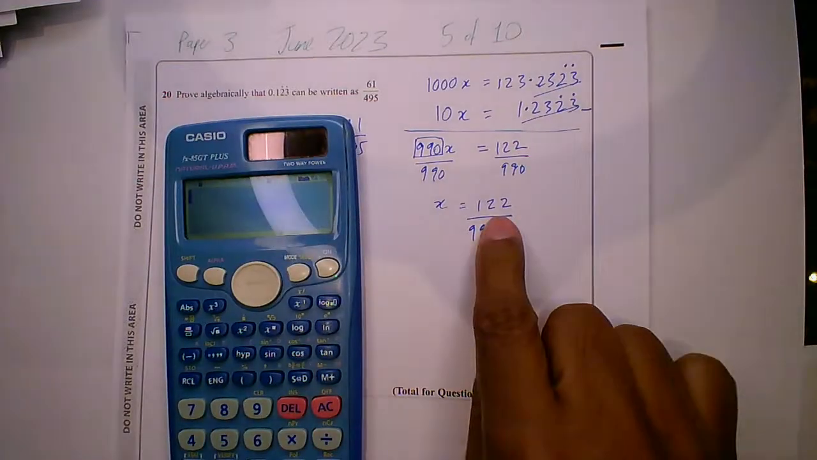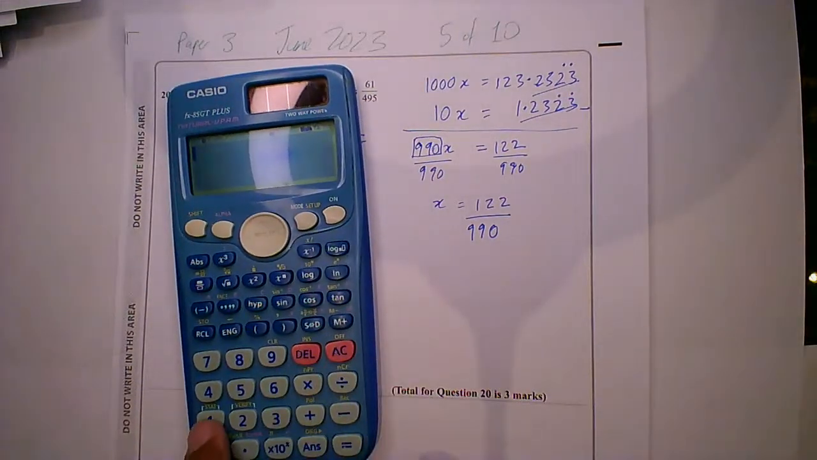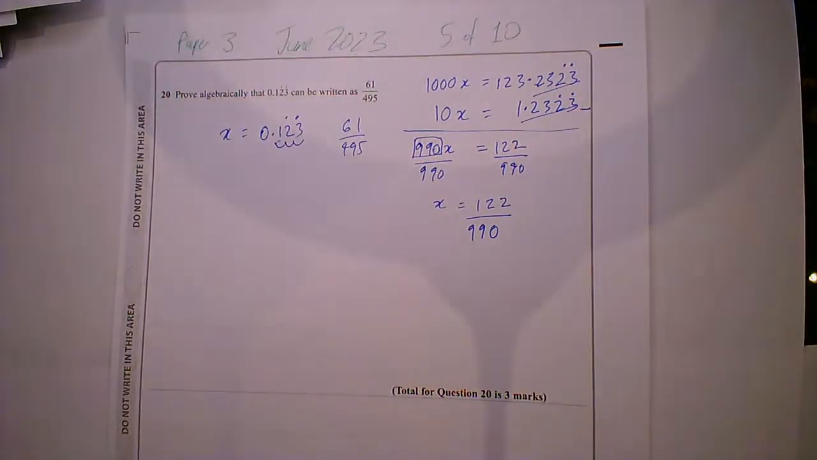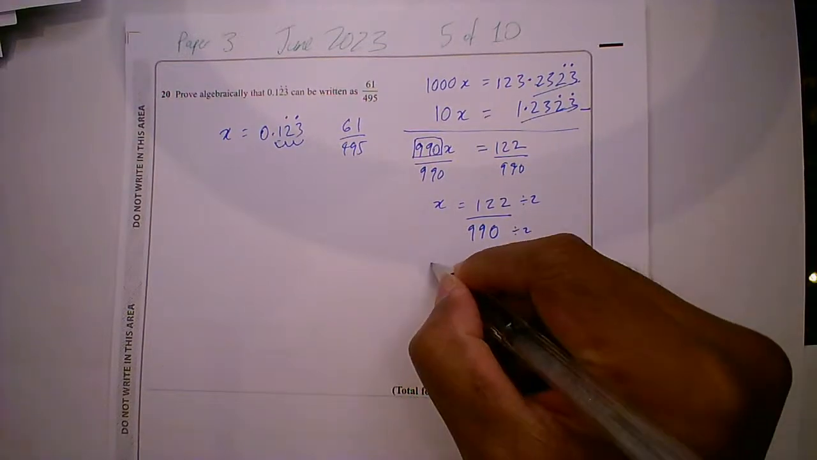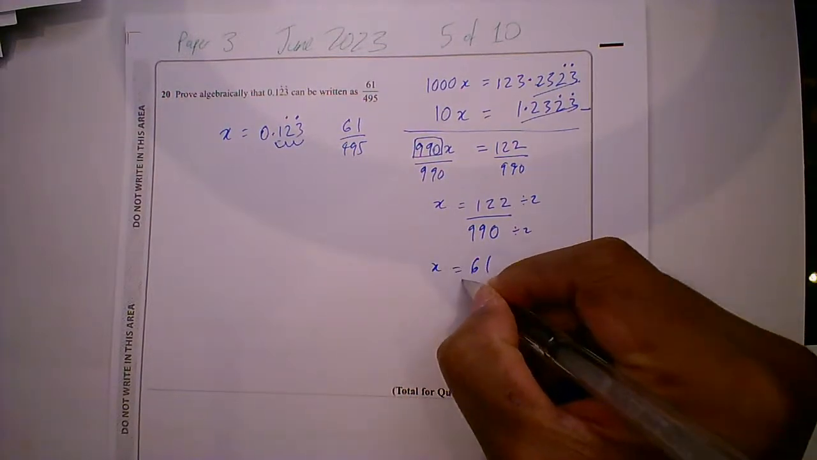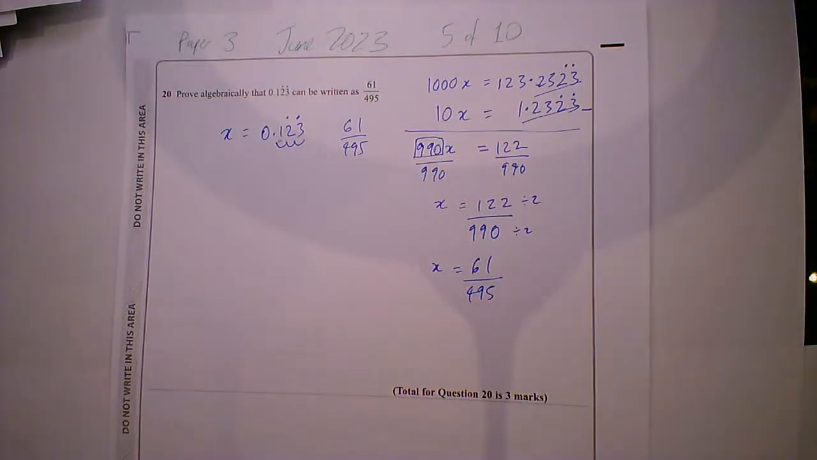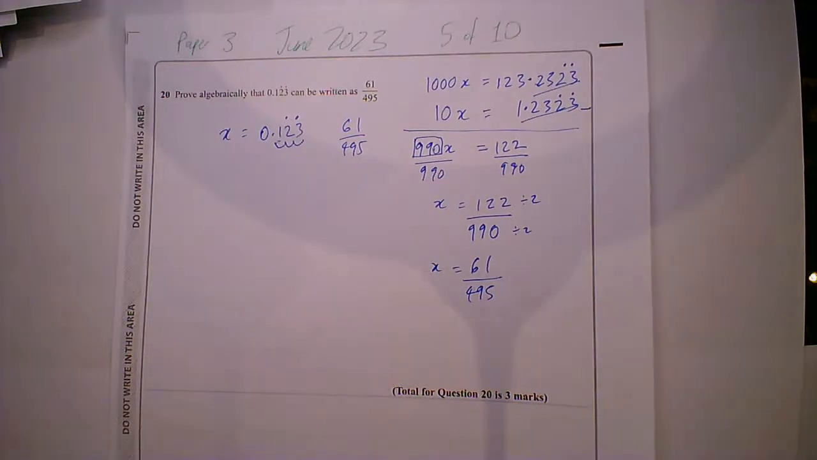So I want to go from 122 to 61. I don't even need to do that. I can do it in my head, but just to prove to you, it's 2. There we are. So we're dividing by 2, top and bottom, x equals 61 over 495. Hopefully you got that. If you did, like the video. All right, so let's see if anything is different in the next question.